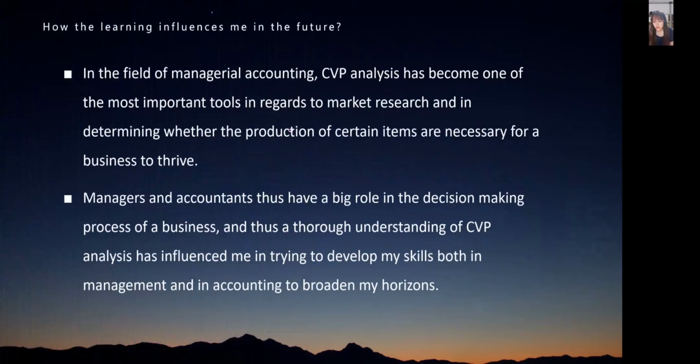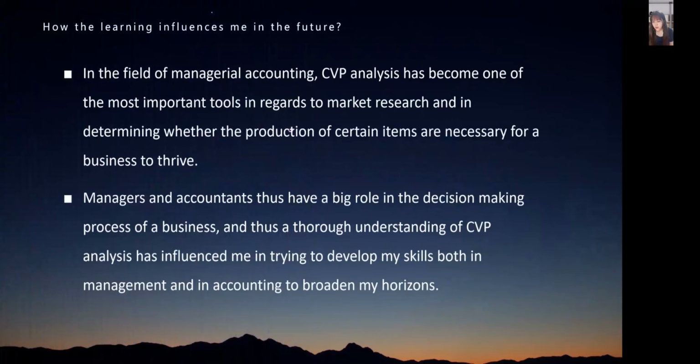CVP analysis makes mathematical deductions to decide whether or not a product needs to be manufactured for a company going forward. This plays an incredible amount of importance in the hands of accountants, as they are required to carry out mathematical analysis upon which the future of the business will depend.